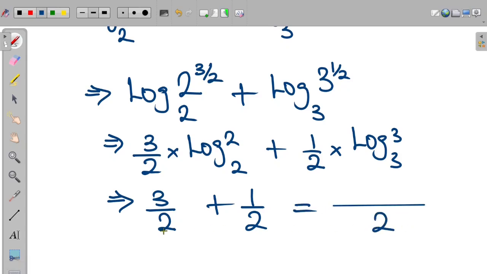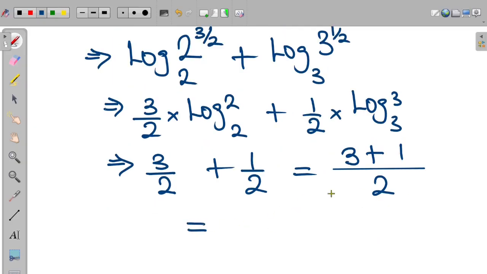2 divided by 2 is 1. 1 times 3 is 3 plus 2 divided by 2 is 1. 1 times 1 is 1. So at this point, 3 plus 1 is 4 divided by 2, which is equal to 2. So therefore, we have been able to simplify question 4 or question D given to us.